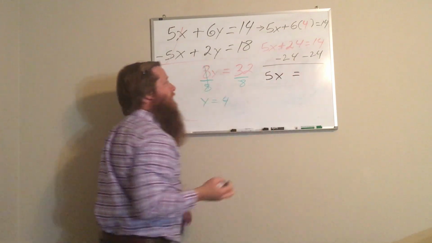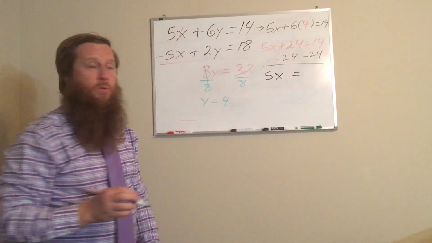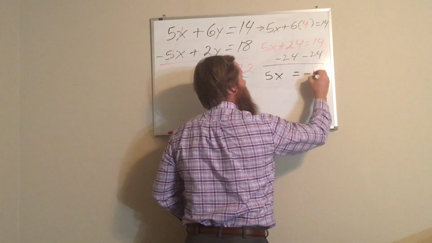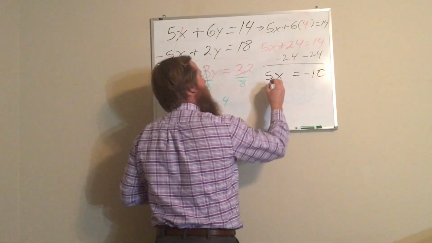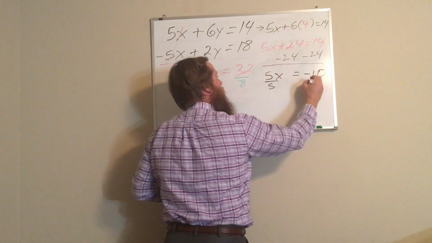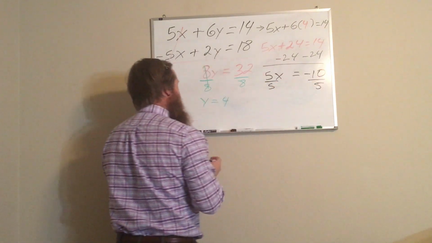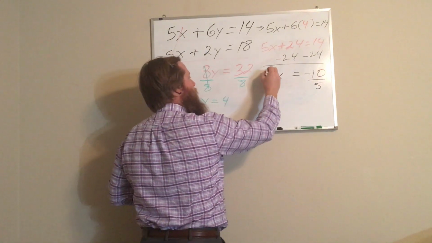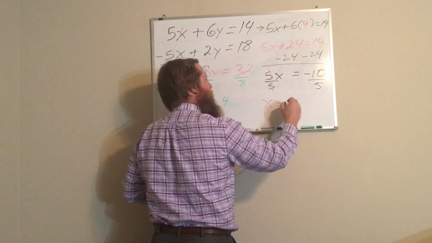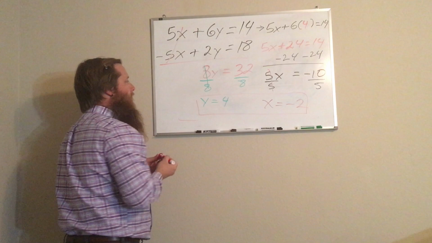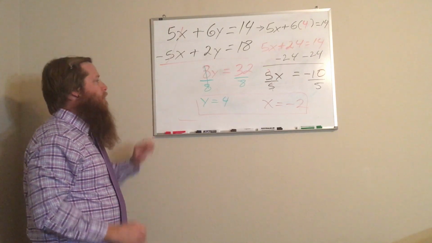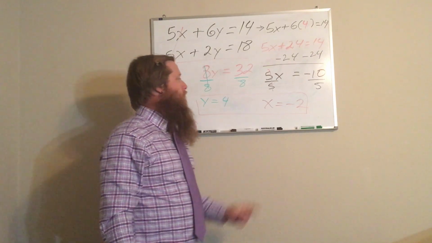And 5x equals 14 minus 24. This is negative 10. We divide both sides by 5. The 5's reduce, leaving us with x equals -2. So there are our two answers. Y equals 4, x equals -2.